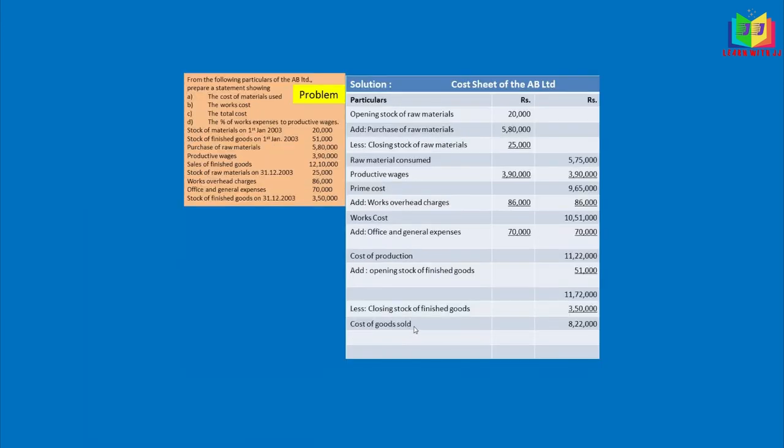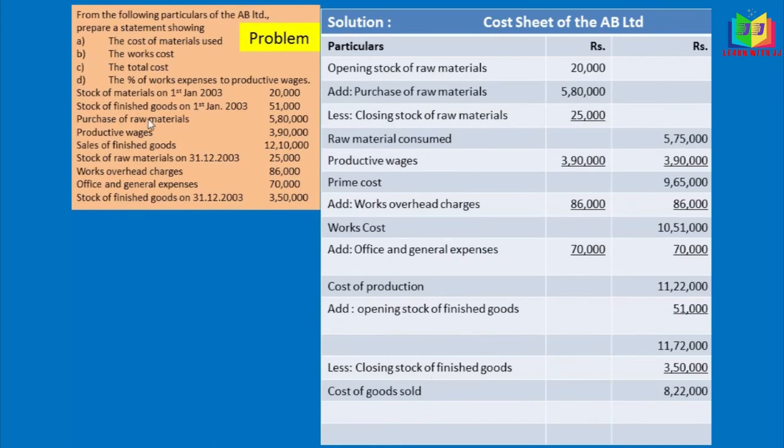And with this cost of goods sold, we have to add the selling and distribution expenses, but in this problem selling and distribution expenses were not given, so we can straight away write the sales of finished goods. If we write the sales of finished goods, we have to find out the profit here. If we subtract this cost of goods sold from the sales, we'll arrive at profit. Here the profit is 3,88,000. This is the cost sheet of AB Limited.